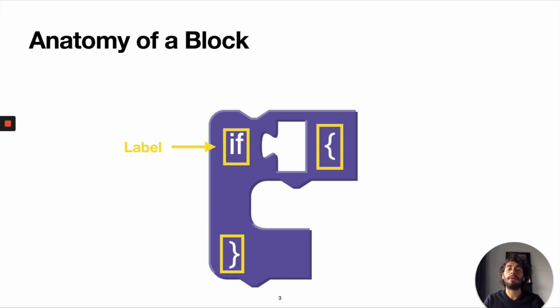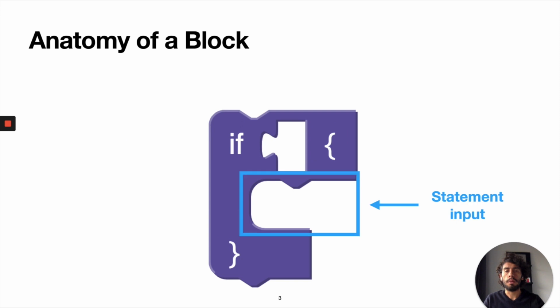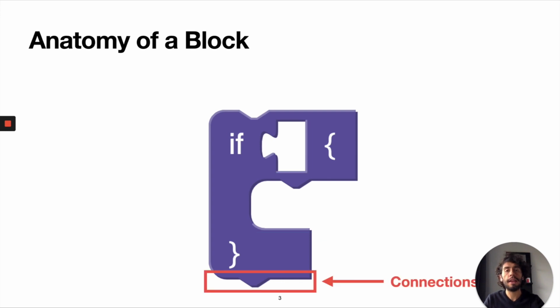Then we have labels. Labels are important for end users because they give some hints to the users about what the purpose of the language is. We also have different types of input. So this is a statement input, and it is usually used for stacking blocks in a vertical way. And finally, we have connections. Connections are important for block-based environments because that's the way users can create programs. So either they can put blocks on top of it or below them.